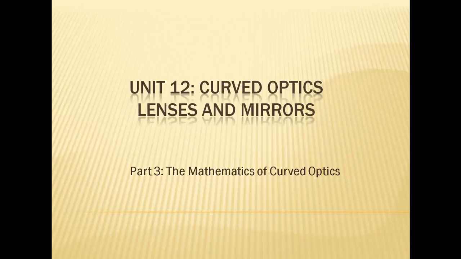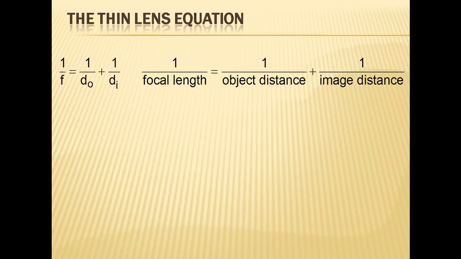Now that we've spent some time looking at how to do all the qualitative ray diagrams, we're going to start doing some of the mathematics involved in curved optics. Sometimes that's done together with a ray diagram, sometimes it's done separately. It just depends on how the problem is written. So to begin with, we're going to look at the equations that we have thus far.